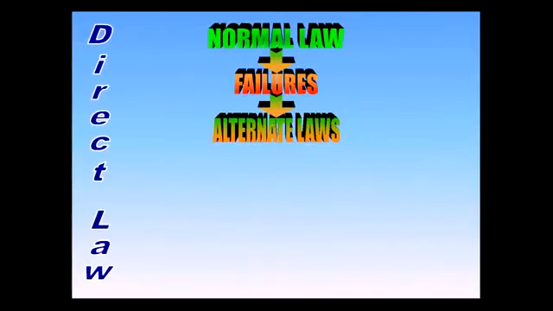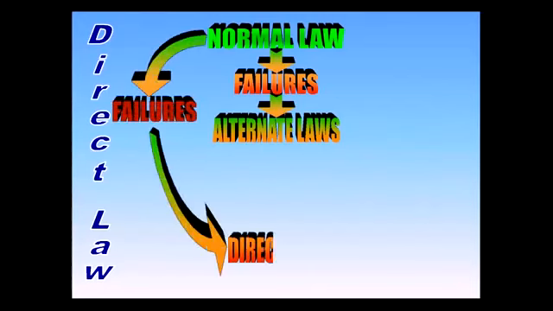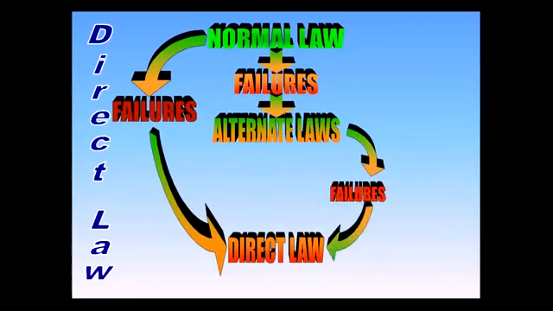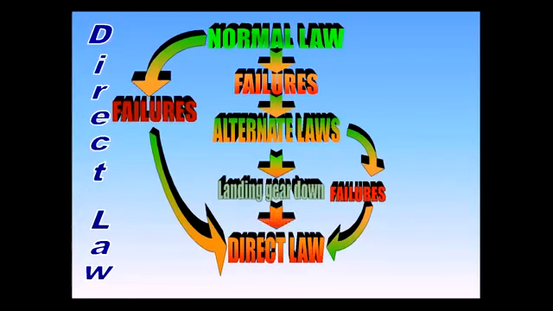Direct law is the lowest level of computer flight control. Pilot inputs are now sent directly to the control surfaces. Because of the large number of failures required to degrade to direct law, it is unlikely to occur during normal flight. It is most likely to be encountered when the landing gear is lowered after an in-flight degradation to alternate law.